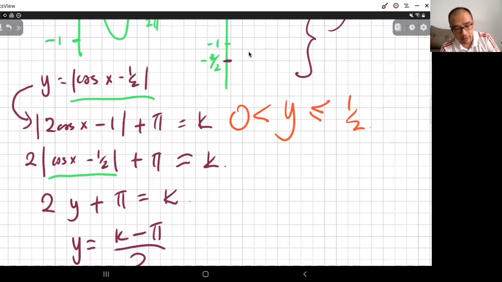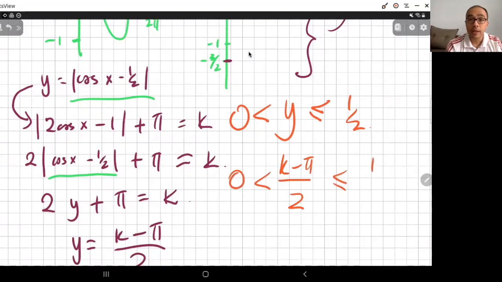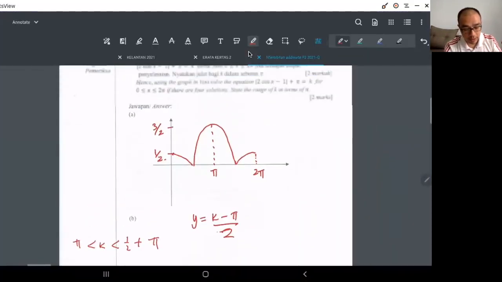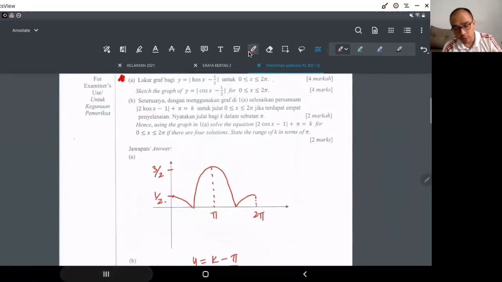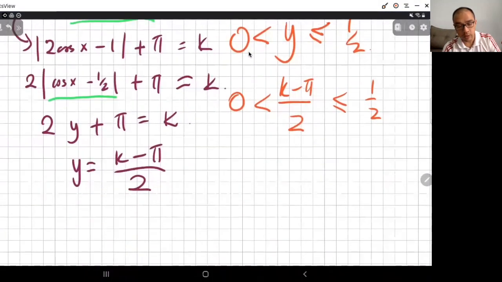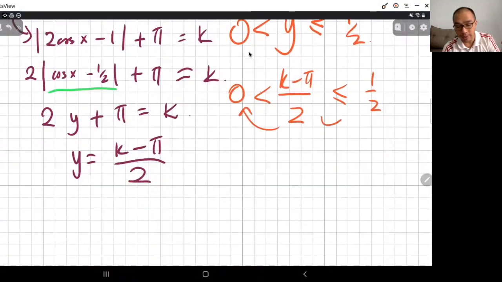Okay, so because of that, I will get k minus half over 2 is less than half and more than 0. So because the question asks for this, the question asks for state the range of k in terms of pi. Okay, we want to find where there are 4 solutions altogether. So the first thing is I multiply by 2 on both sides. So 0 is less than k minus half less than 1.